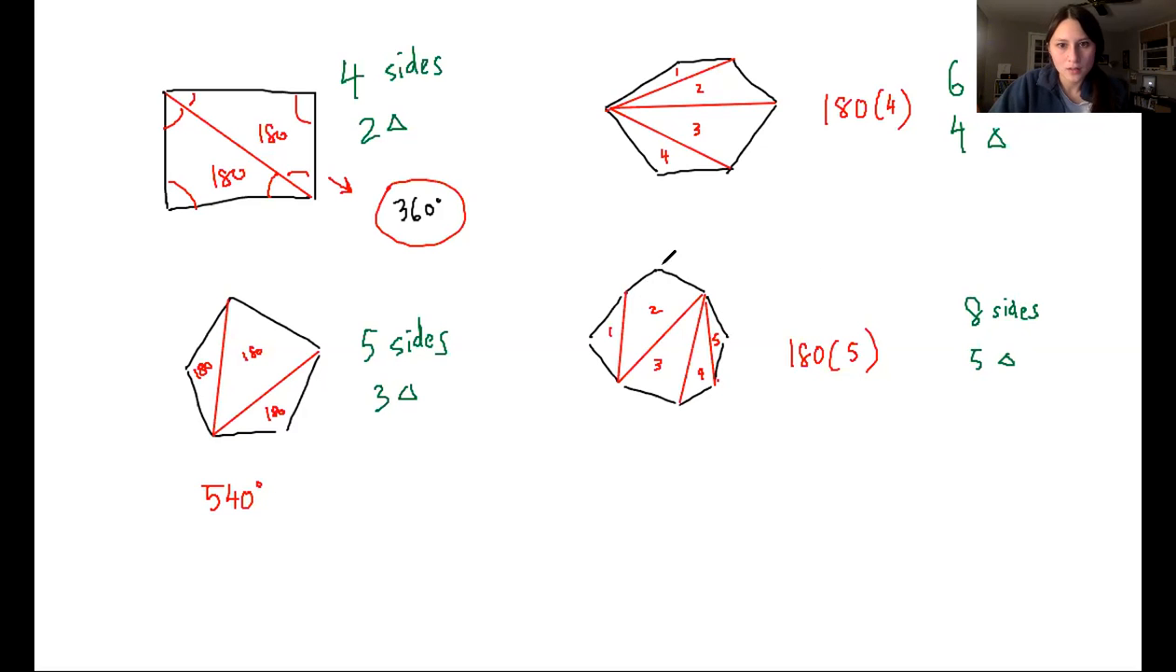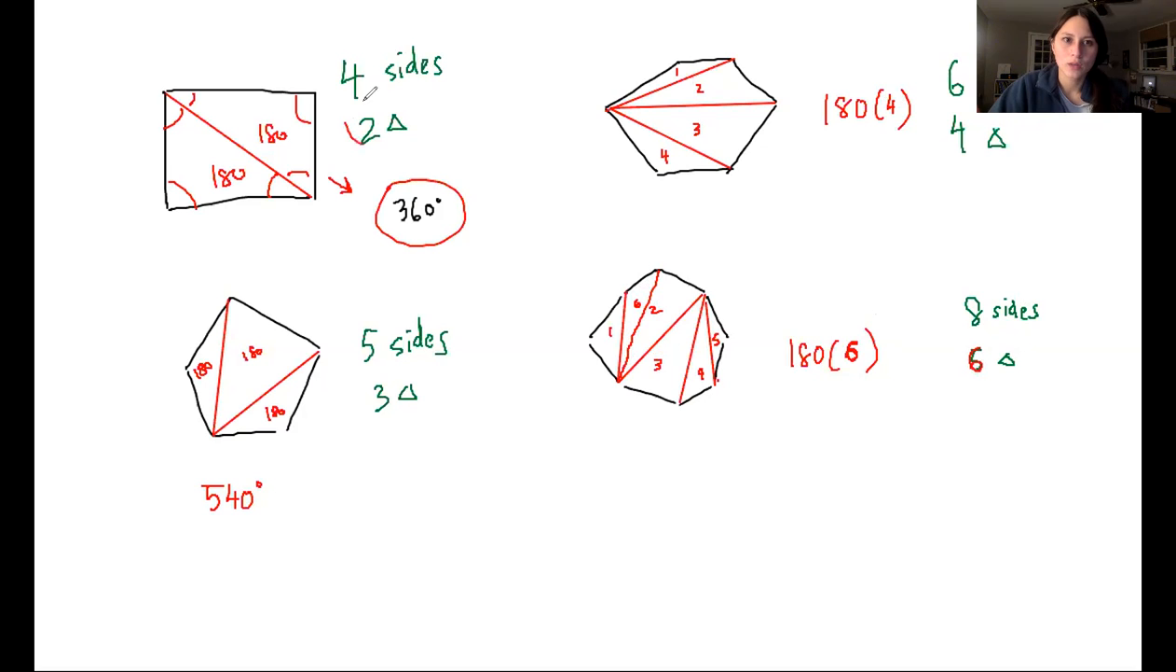Sorry, I drew this wrong here. There should actually be 6 triangles because there's another triangle. See, a terrible drawing makes it hard for me to count my triangles. So there's 6 right here. So there's 6 triangles, and this would be times 6, okay? What do you notice about the sides and the amount of triangles that are created from each shape?